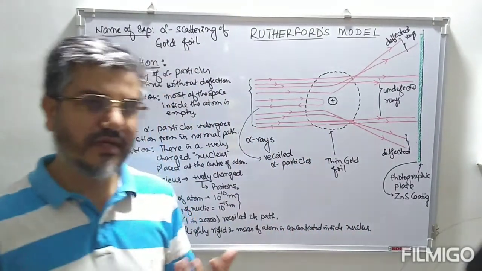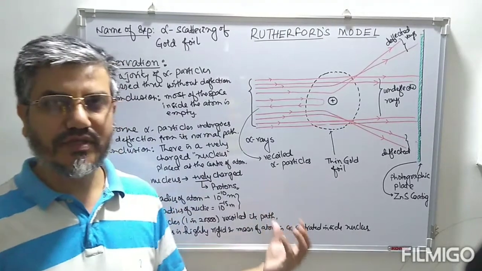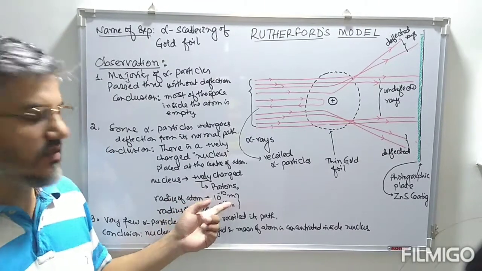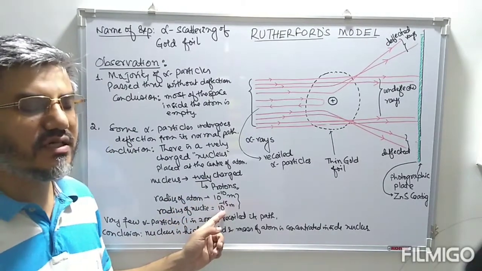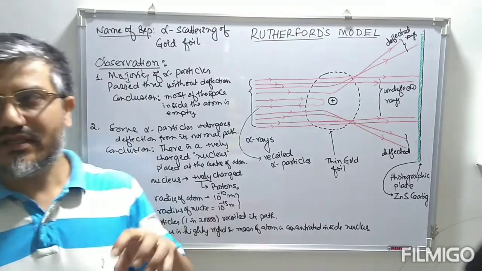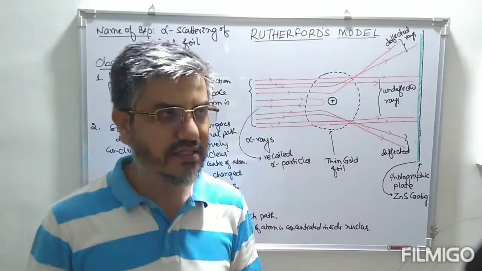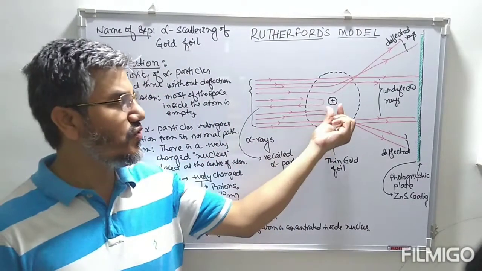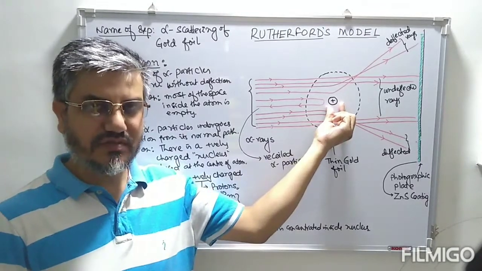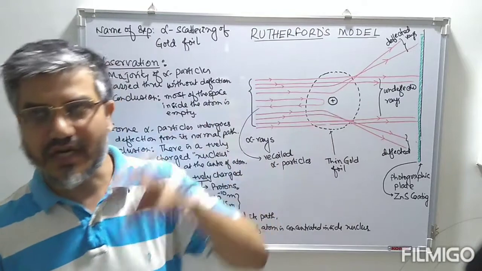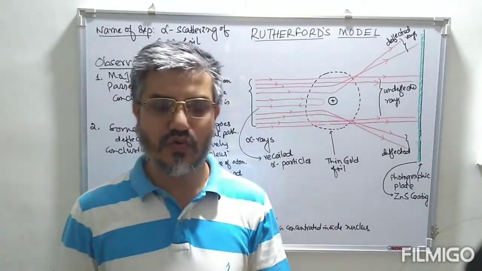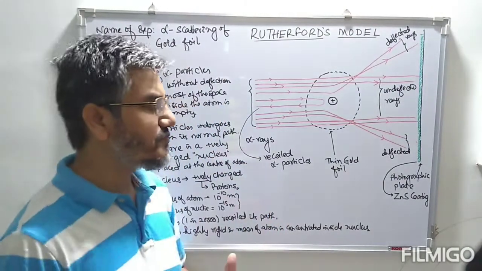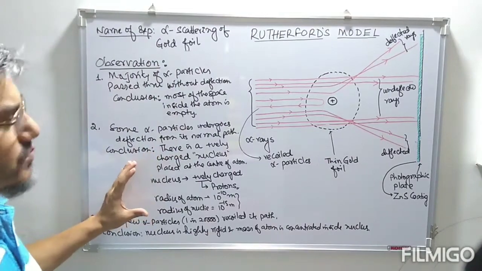The volume occupied by the nucleus is extremely small compared to the size of the atom. If the size of the atom is 10^-10, then the size of the nucleus is 10^-15. The entire mass of the atom is concentrated in this extremely small nucleus, placed exactly at the center, and the mass of the atom is due to the protons and neutrons present inside the nucleus. So this is Rutherford's model.